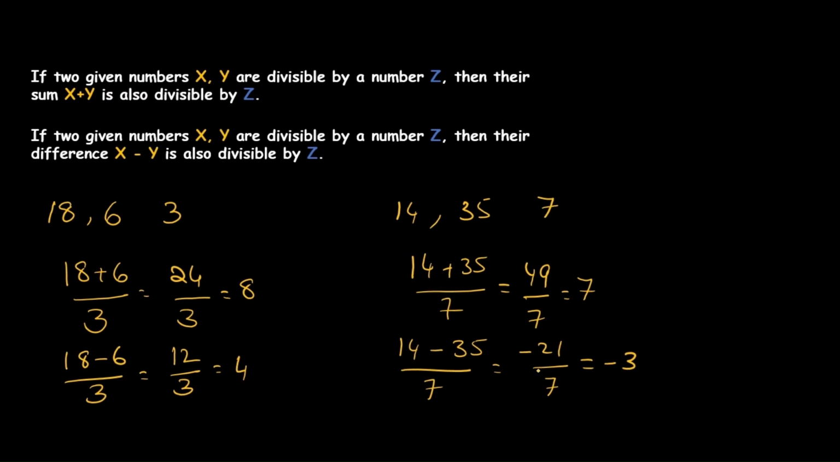So the sum and difference of the numbers can also be divided by the same number, provided it can individually divide these two numbers. So here are a few examples for these two rules. Please try picking appropriate numbers and a number that can divide both the numbers, and then see if their sum and difference can also be divided by the third number.